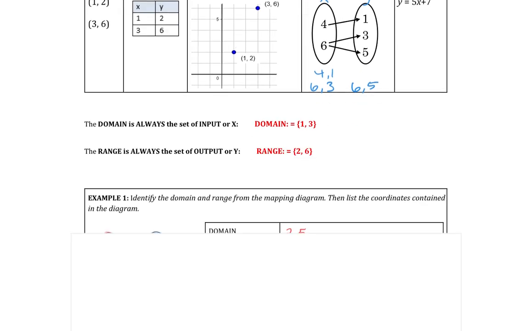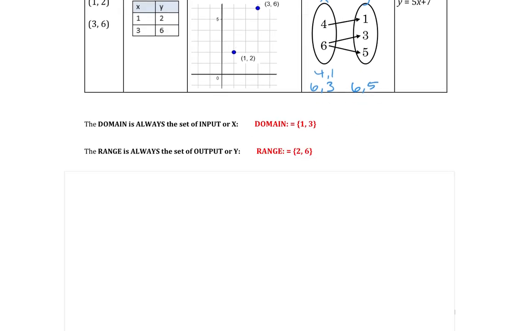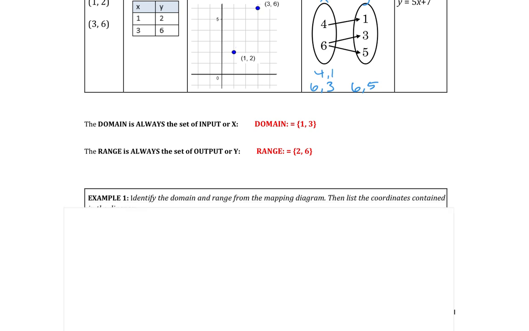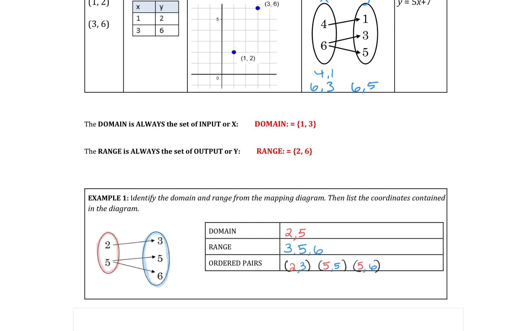Okay. So this is just reiterating that the domain is always the set of the inputs, right? And range is always the set of the outputs. So let's take a look at a mapping here. Here's an example. Identify the domain and range from the mapping, and list the coordinates contained in the diagram. So we have our X values, our domain, and our Y values, our range. Actually, I should do that in blue, right? So my domain is 2 and 5, and my range is the 3, 5, and the 6. If we write it as an ordered pair, 2 is paired with 3, but 5 is paired with both 5 and 6, you see there.